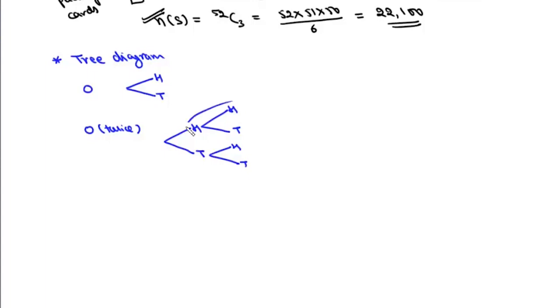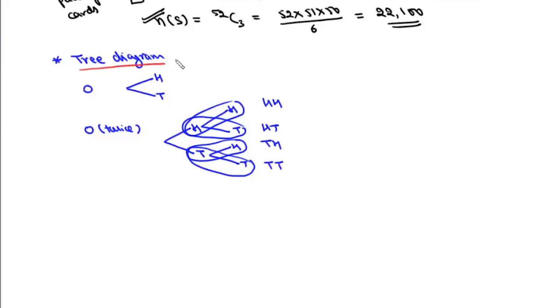Now this first case is HH, this is HT, this is TH, and this is TT. So this is a very simple and elementary case of a tree diagram. But these tree diagrams are very important when we study conditional probability, total probability, and Bayes theorem. So we'll be using tree diagrams in a lot of complicated problems.